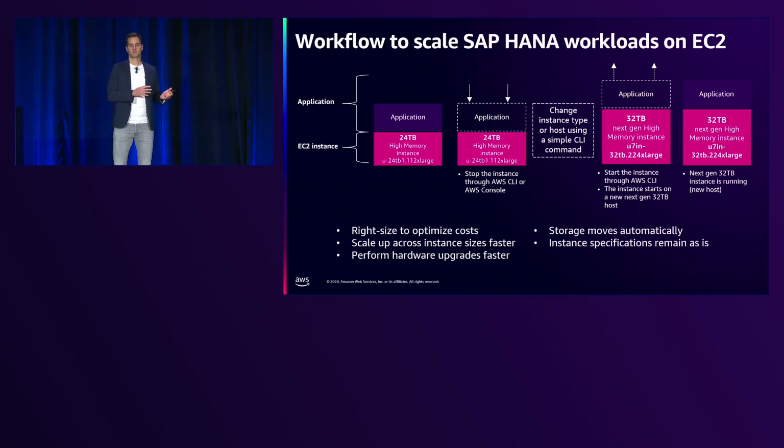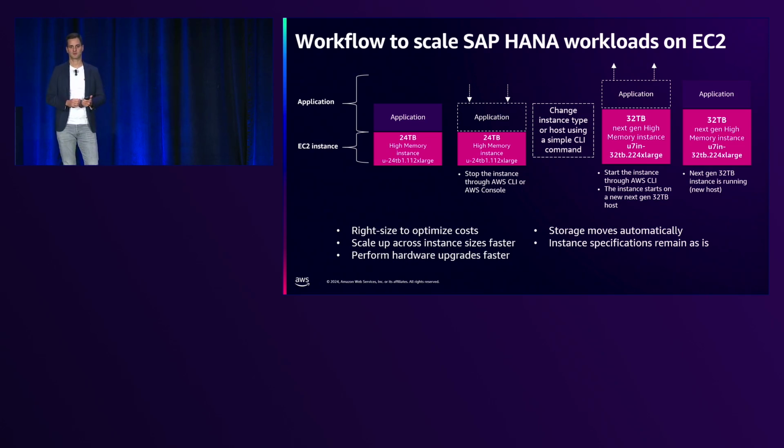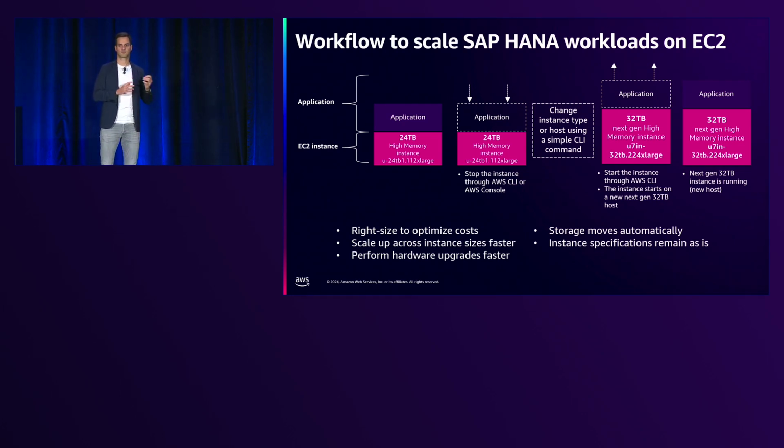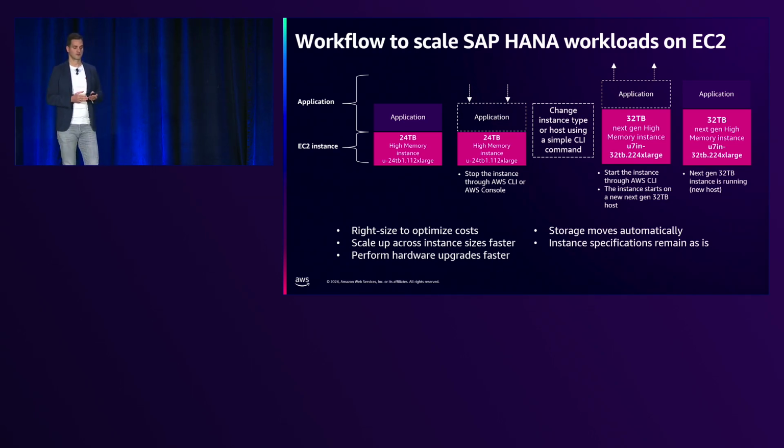All the storage moves automatically. So you don't need to worry about how do I get my storage attached to this new instance type. And all the metadata and the configuration, for example, of the IP addresses or security groups remain the same. So you just need to have 2 API calls, stop the instance, resize, and start it again to get there. With that, you can right-size your instances faster, scale up, do hardware refreshes much faster than before.